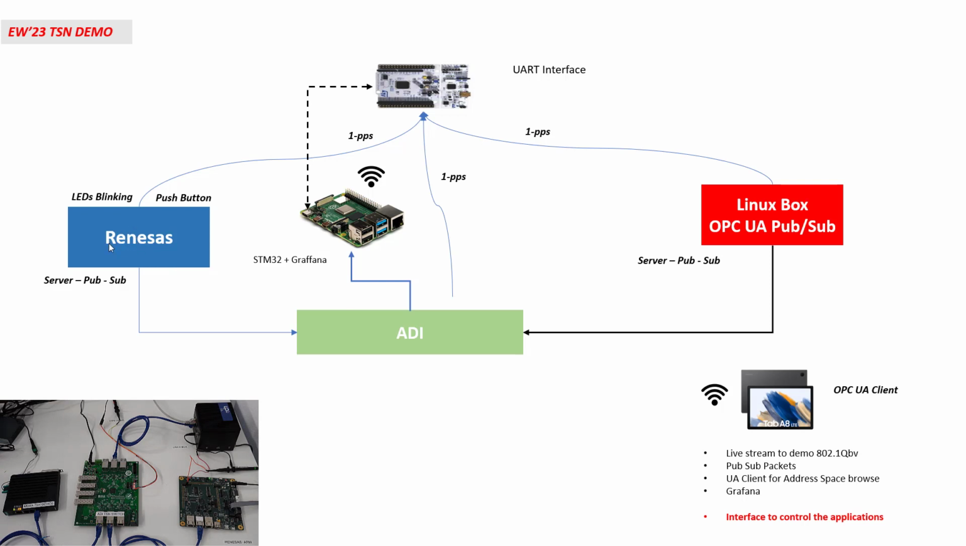You can see that the Renesas board has the OPC UA server, publisher and subscriber running, and it publishes to the ADI switch. From the ADI switch, it goes to the Linux box, and the Linux box does the same. It subscribes to the Renesas values, takes the value, loops the data back and publishes it back, which is received at the Renesas end. So this is how our demo works, and we have a 1 PPS signal from the Renesas board and the ADI available, so we can see how the signals are working. So currently, let me switch.